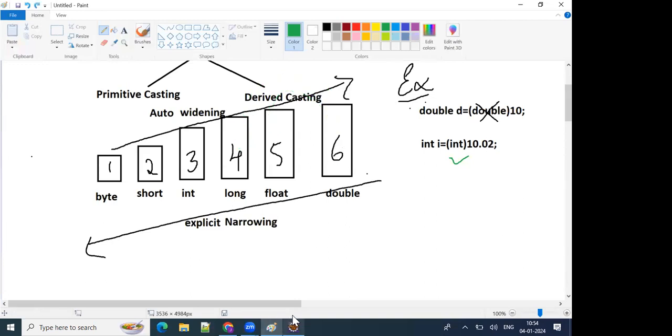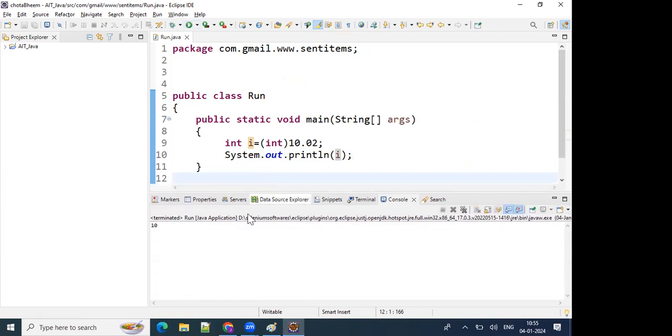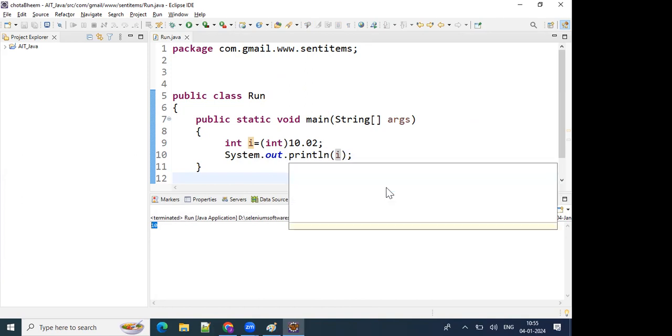So here you see the code. When I run this program, you can see the output. The output is 10. The decimal value is gone. There is a loss of data. Make a note of this.